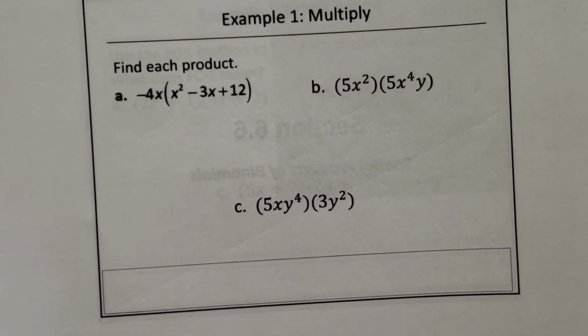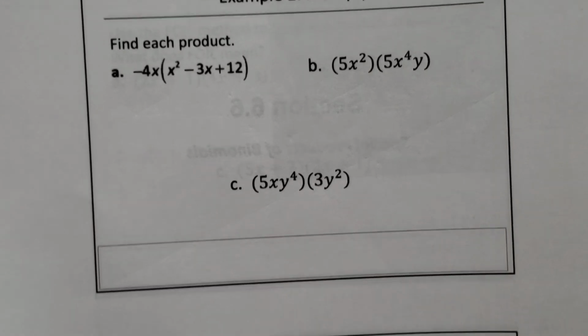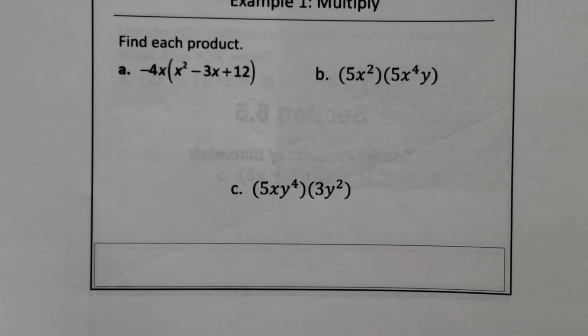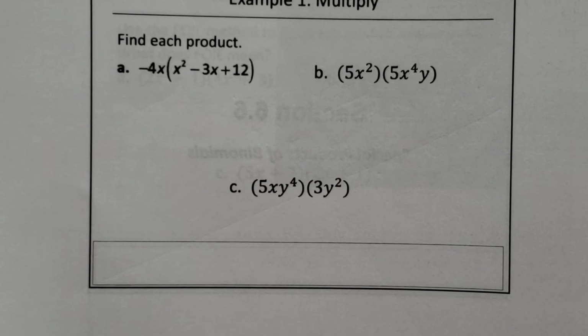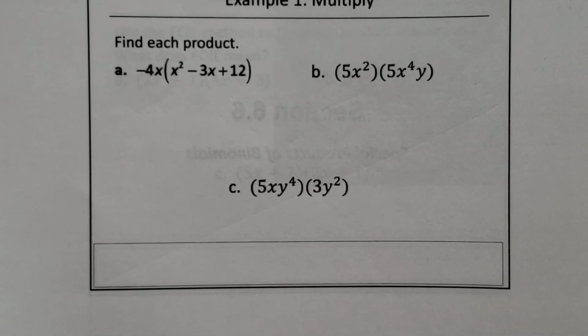So we're going to do a lot of distributing, and now we know the rules on multiplying variables with exponents, right? What do we do with those exponents when we're multiplying 2 numbers that have the same base? The answer is we're going to add our exponents.